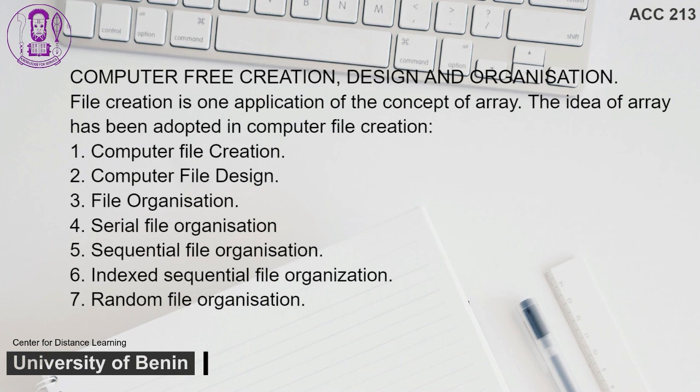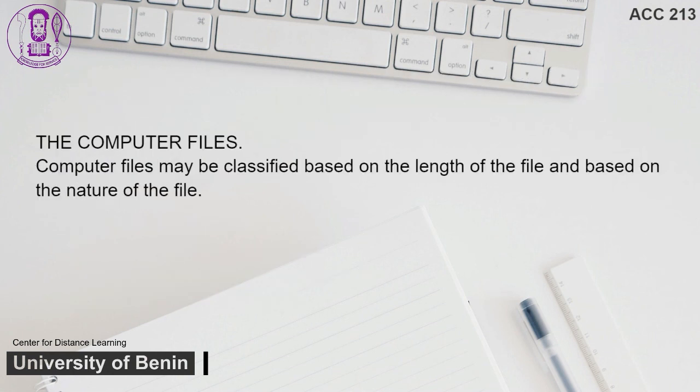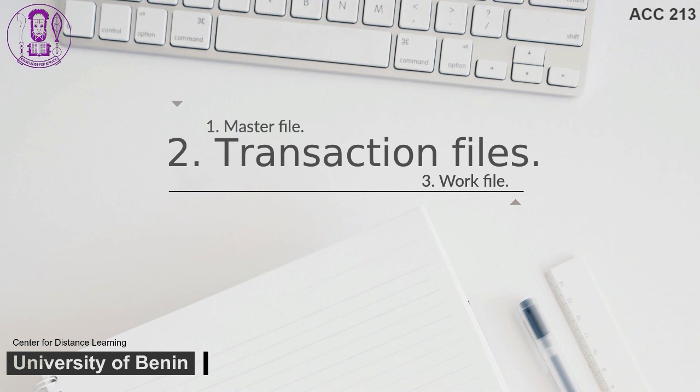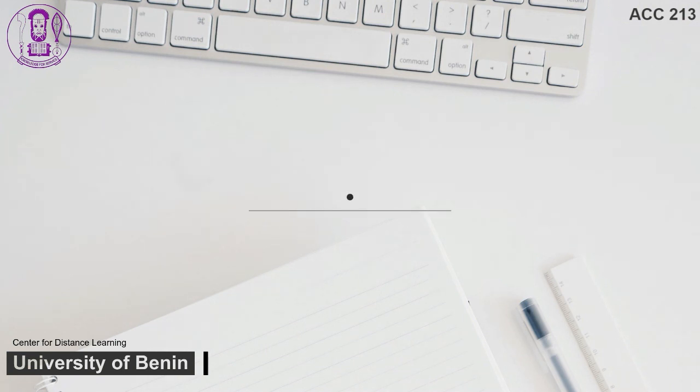1. Computer file creation. 2. Computer file design. 3. File organization. 4. Serial file organization. 5. Sequential file organization. 6. Index sequential file organization. 7. Random file organization. The computer files. Computer files may be classified based on the length of the file and based on the nature of the file. 1. Master file. 2. Transaction files. 3. Work file. 4. Index file.